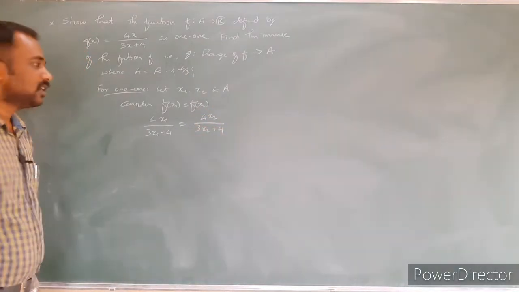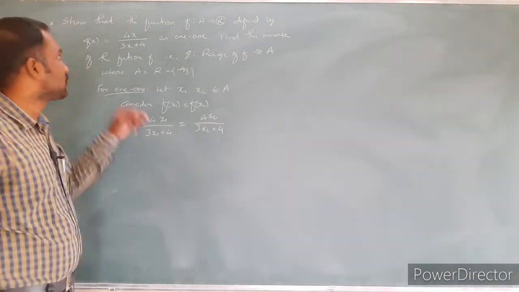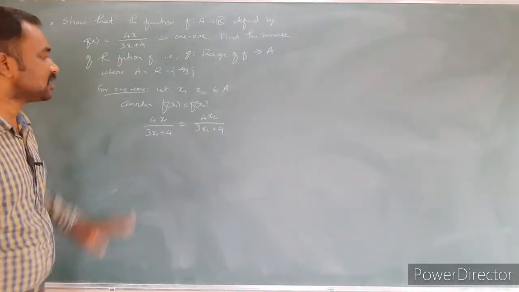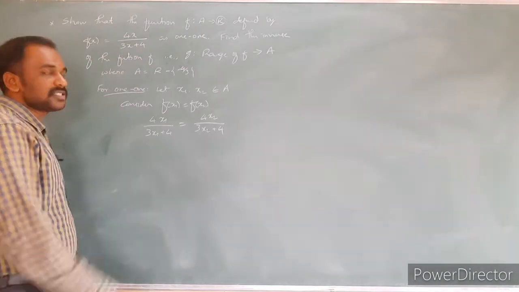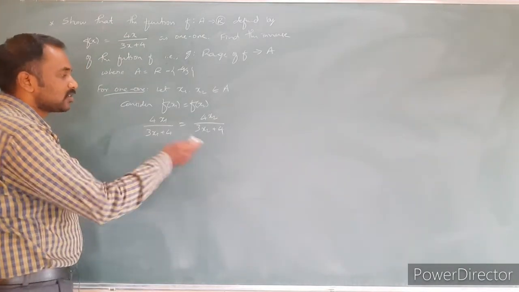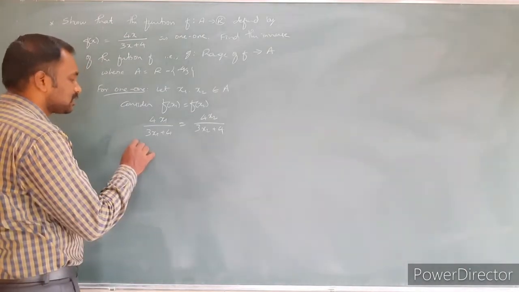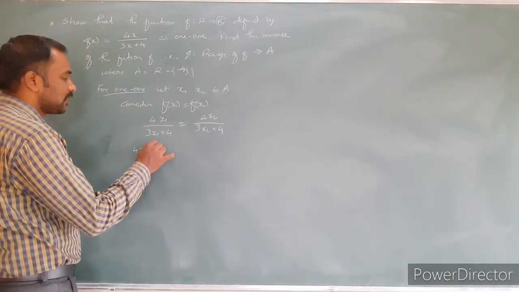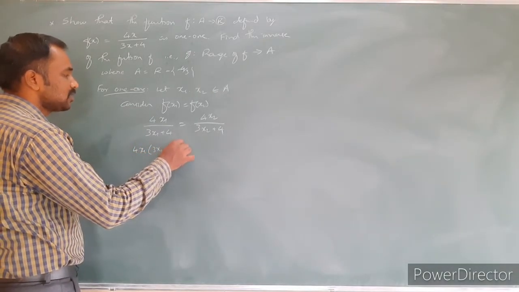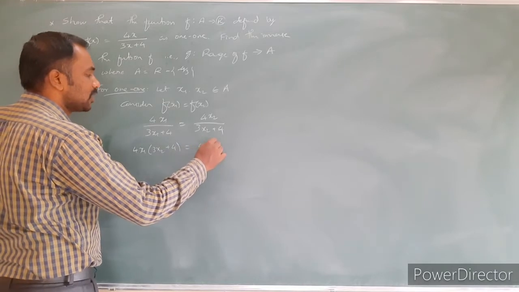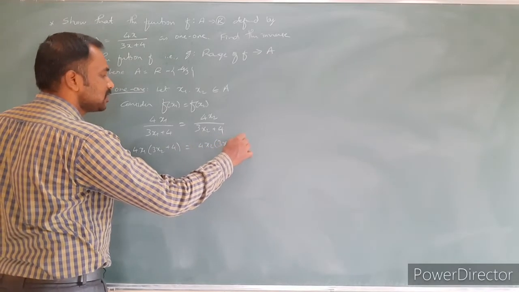Now simplify, try to get x1 is equal to x2. Obviously, we have to get it as x1 is equal to x2. Cross multiply and simplify, we will get the answer. What will we get? 4x1 into 3x2 plus 4 is equal to 4x2 into 3x1 plus 4.